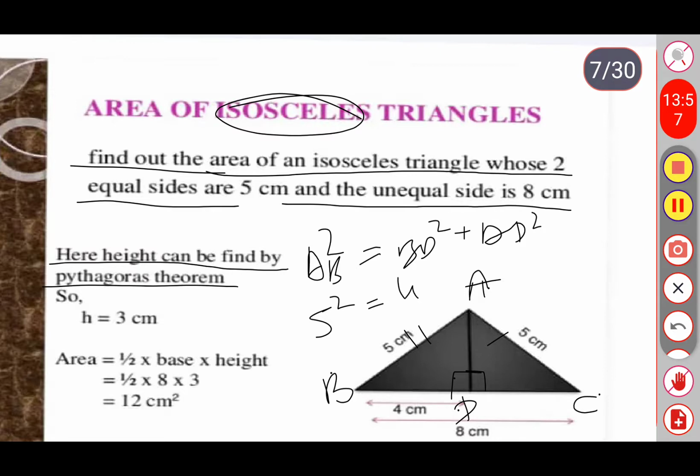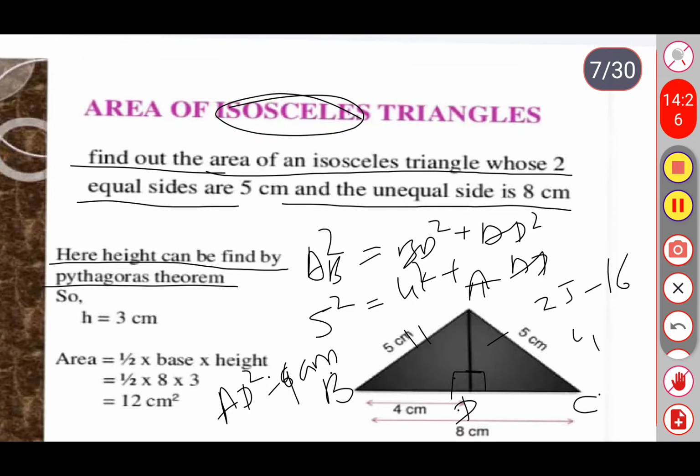In that, we already know the hypotenuse length, so 5 square is equal to BD length, which is 4 centimeter, so 4 square, plus AD square. So AD square is equal to 5 square, which is 25, minus 4 square, which is 16. 25 minus 16 is nothing but 9, right? Therefore AD square is equal to 9, which means AD is equal to 3 centimeter. Square root of 9 is 3 centimeter. Therefore the height of this triangle is 3 centimeter.